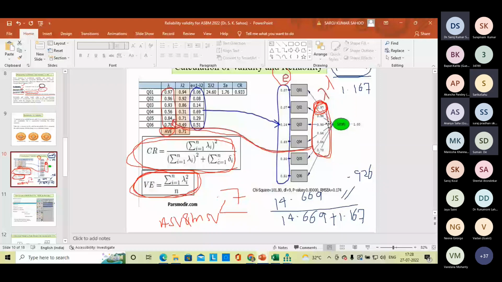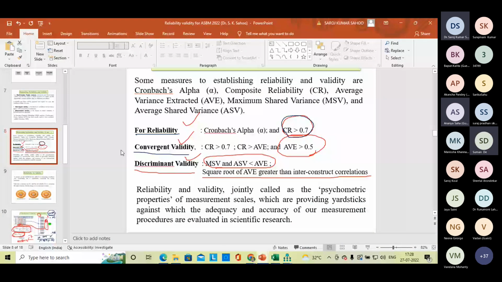So another criteria is there. Look at here. Last criteria: square root of AVE must be greater than inter-construct correlation. In order to know, see all the calculation I have made you, there is a very handy calculation platform given by Professor James Gaskin.